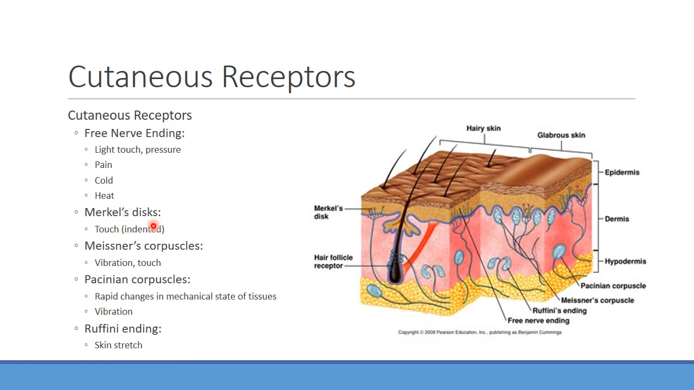You have Merkel's discs, which respond to touch, mainly indentation. You have Meissner's corpuscles, which are good for detecting vibration and touch. There's Pacinian corpuscles. These are very good for rapid changes in the mechanical state of tissues, or vibration, so you can detect if the rate at which something is vibrating is changing. And you also have Ruffini endings that are a little bit deeper, and they respond more to skin stretch as well, right? So they're all being incorporated into these similar signals, so that you have a good sense of, okay, what exactly am I feeling right this second?